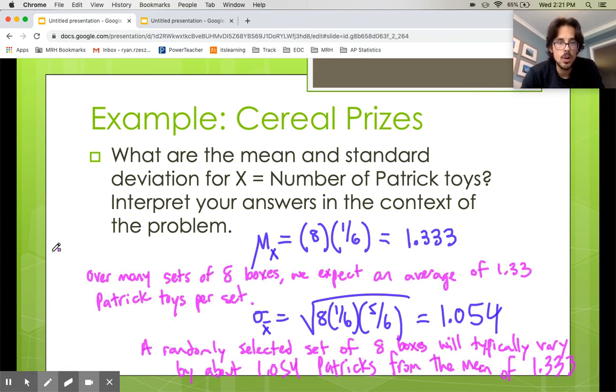Okay, so here is our interpretation. Make sure you guys write these down. That's how you would interpret mean and standard deviation in the context of a binomial problem.